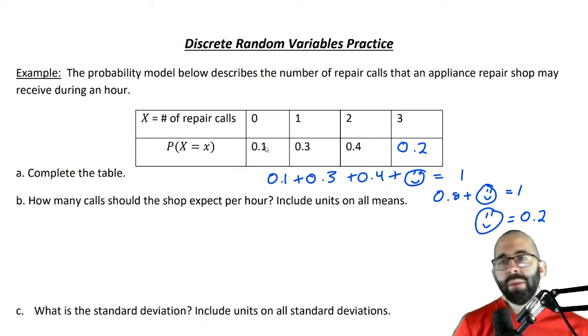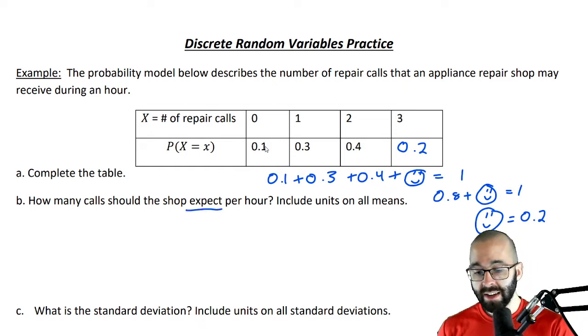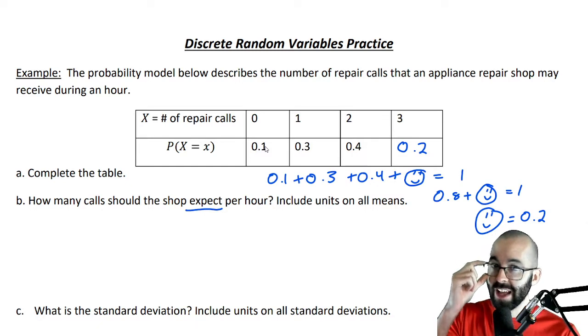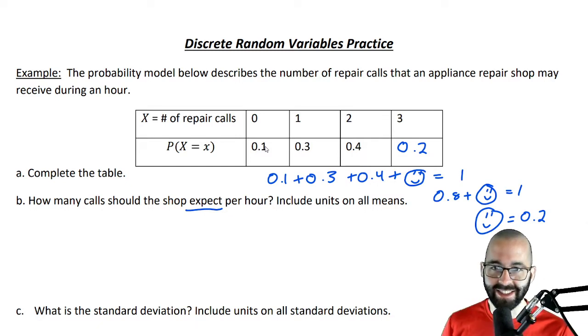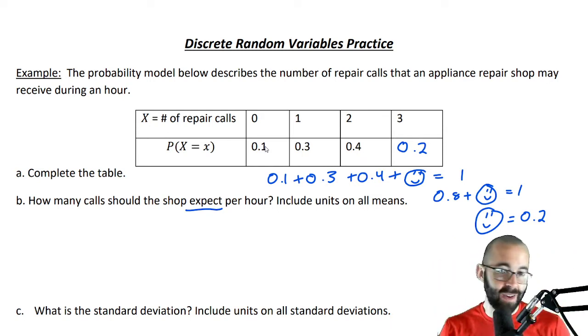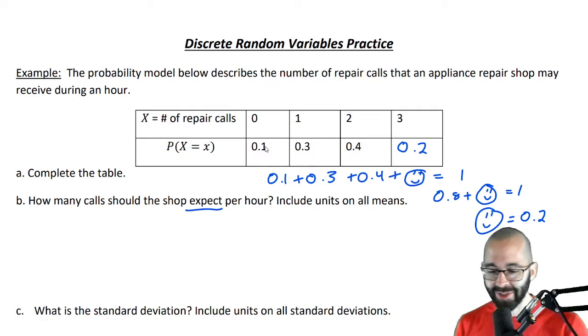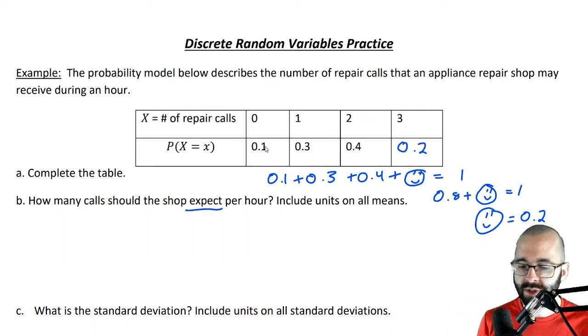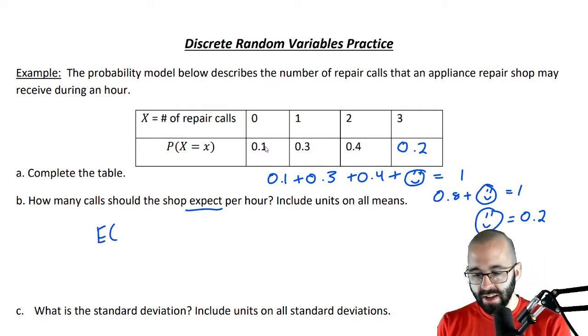Part B. How many calls should the shop expect? Expected value. And then make sure to include the units. The units are always going to be the same for the random variable, the mean, and the standard deviation. So this is our expectation. So remember, the expected value is: look at all the values, multiply them by their probabilities, and then add them all up.